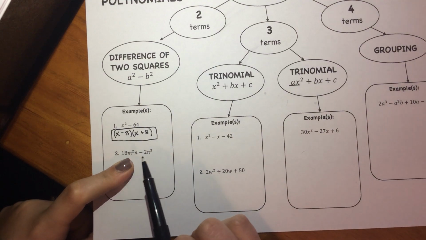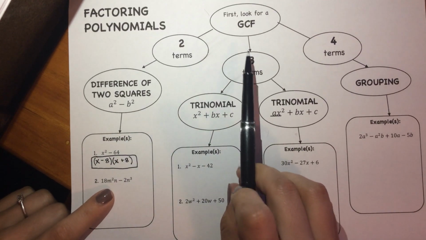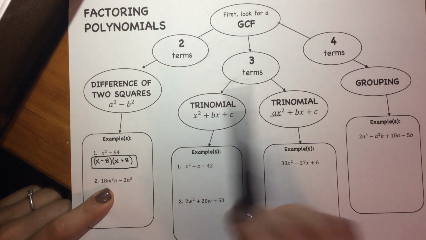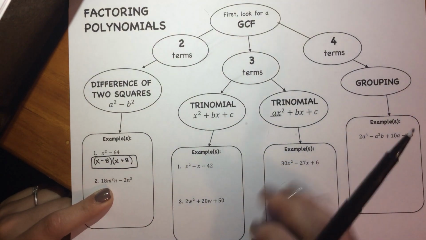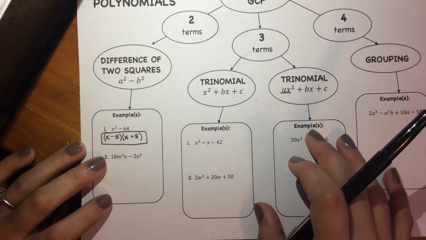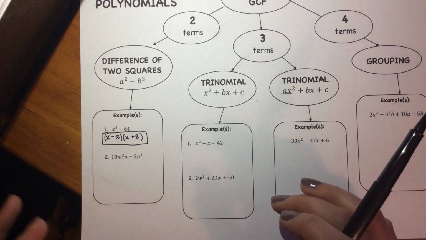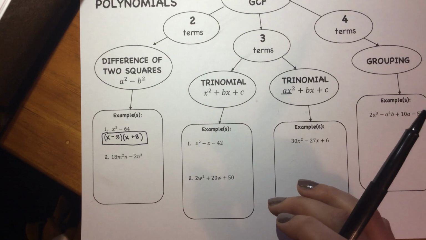The reason why I skipped this other one is that 18 and 2 are not perfect squares, but what do you notice about this polynomial? It has a GCF, so we have to factor out the GCF first, and then we can look to identify whether or not it's a difference of 2 squares. So the GCF of 18m squared times n minus 2n cubed.